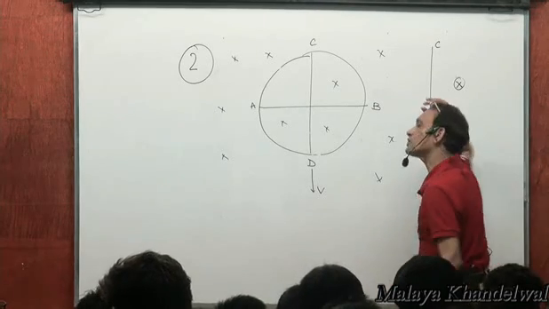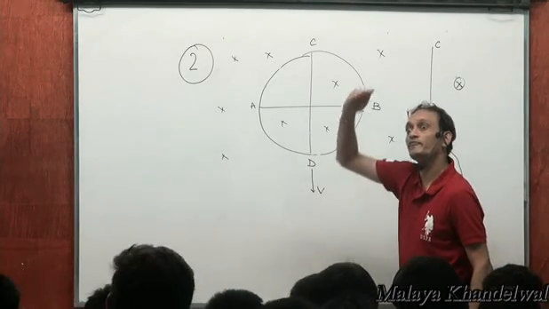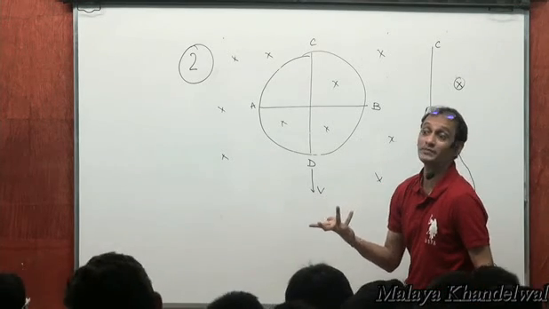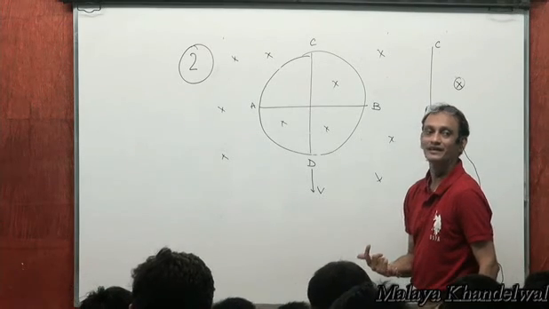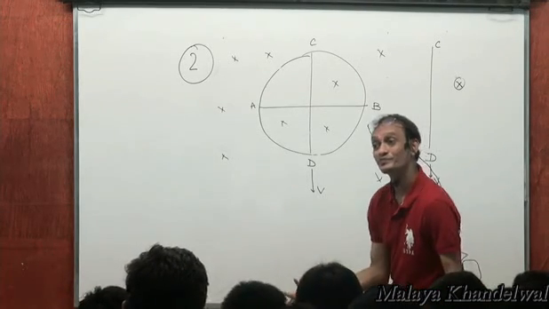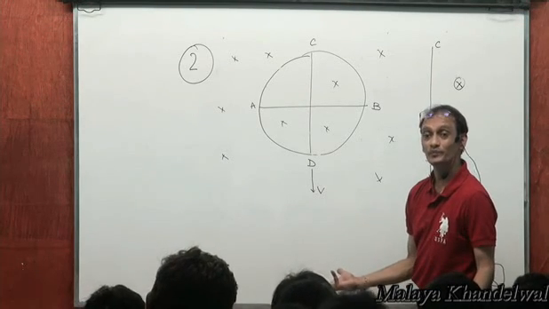And therefore, if there is no component of V cross B along CD, that means the EMF across CD must be 0. Potential drop across CD must be 0, isn't it? Is it or is it not? That means C and D must be at the same potential.